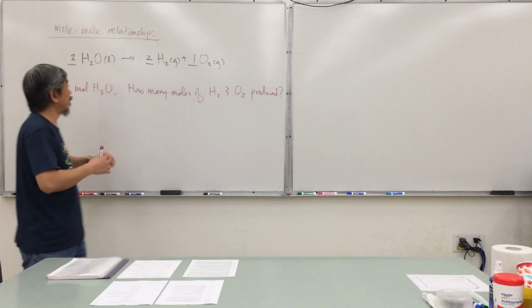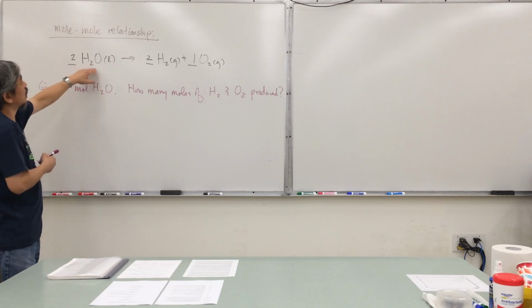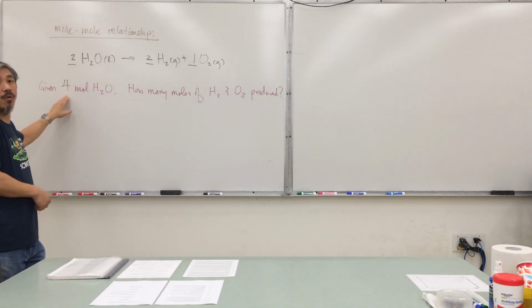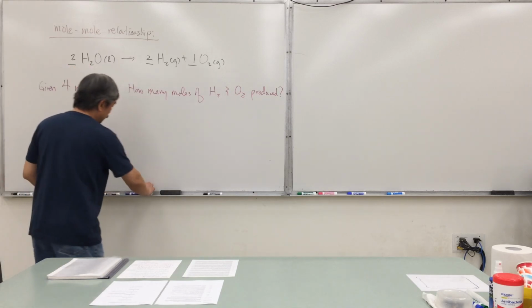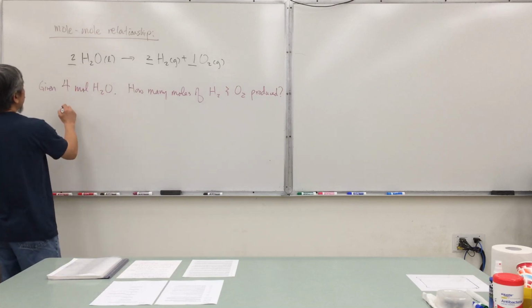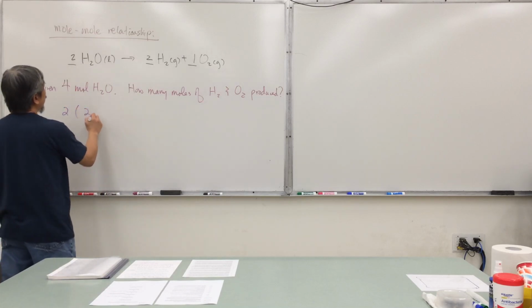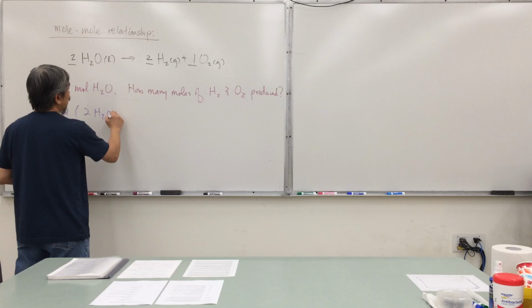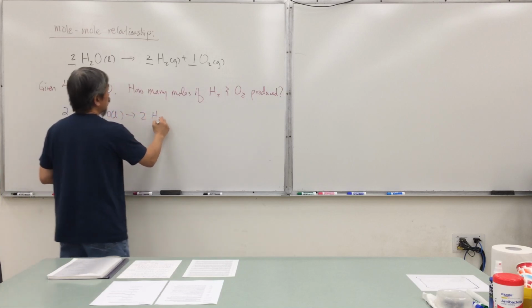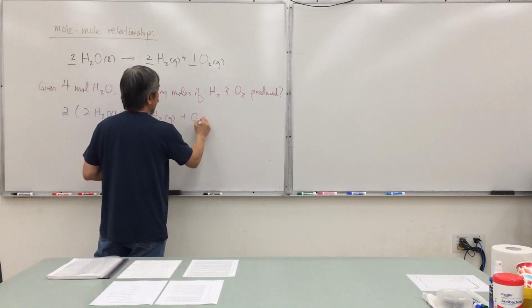And I want to basically make this number in front of my H2O look like 4, for example. Well, the way I would do it is I take this whole thing and I multiply it by 2. So I have here 2 H2O, liquid, giving me 2 H2 gas plus O2 gas.